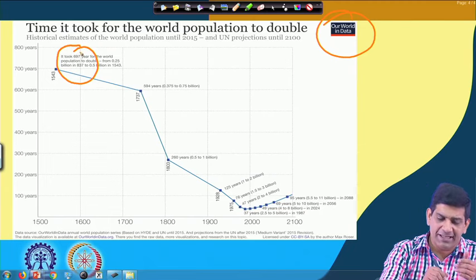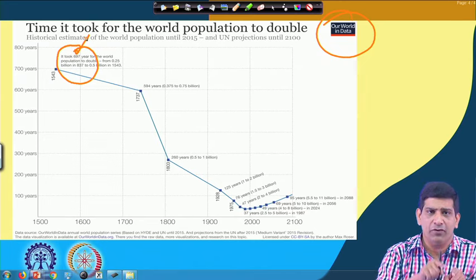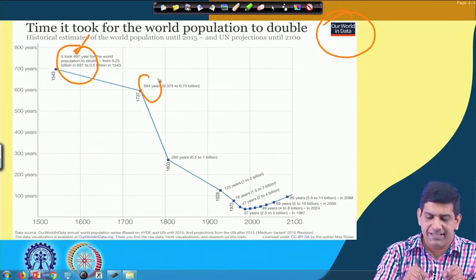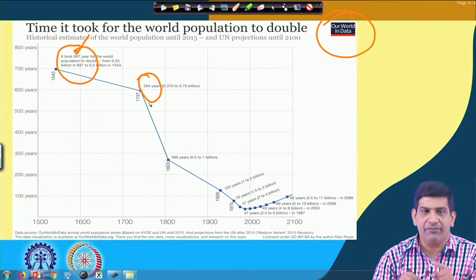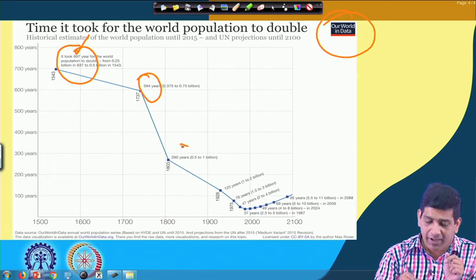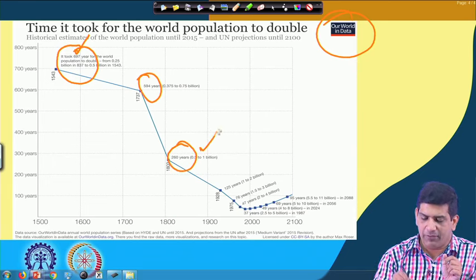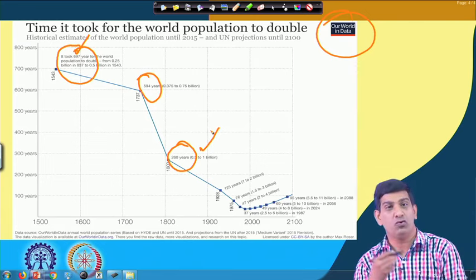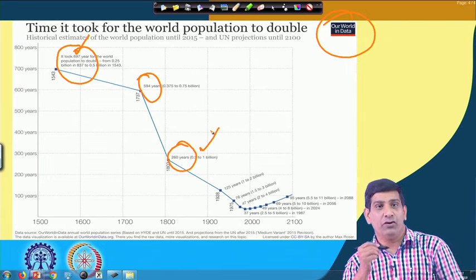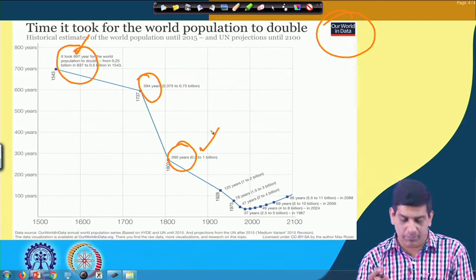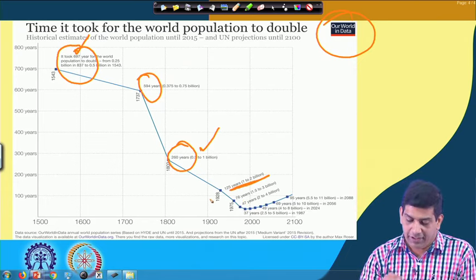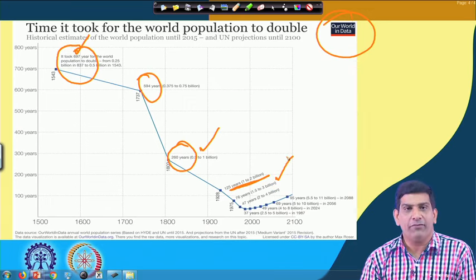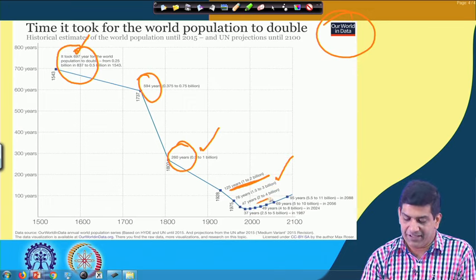It took nearly 700 years to go from 0.25 to 0.5, then 594 years, to be precise, to double from 0.375 to 0.75. Another 260 years to double from 0.5 billion to 1 billion. Then 125 years, less than half of that, to go from 1 to 2 billion. 76 years from 1.5 to 3 billion. 47 years from 2 to 4 billion.